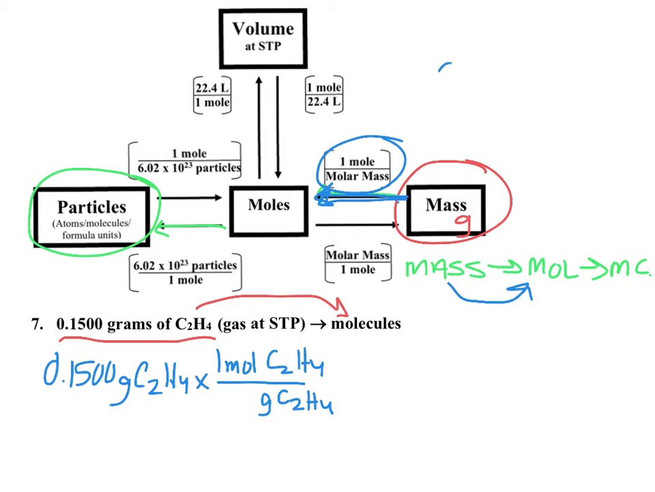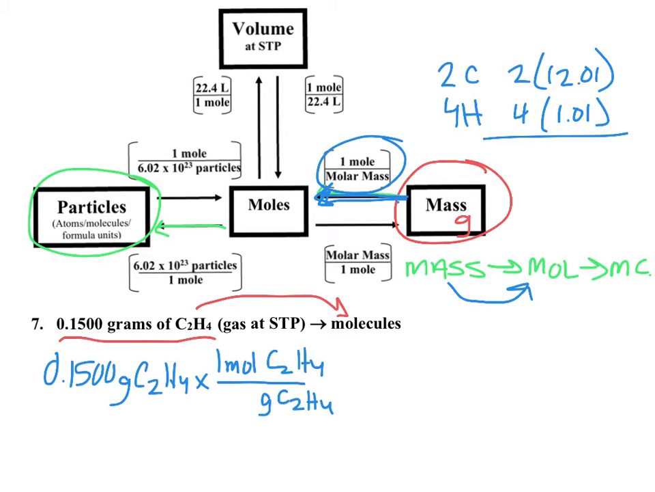Now I need to calculate what that mass is. Remember, I'm going to need 2 carbons and 4 hydrogens all added up. Each carbon is 12.01 grams according to my periodic table, and each hydrogen is 1.01 grams. When I multiply and then add those all up, I end up getting about 28.06 grams for every mole. So that's what I'm going to put on the bottom: 28.06 grams for every mole.